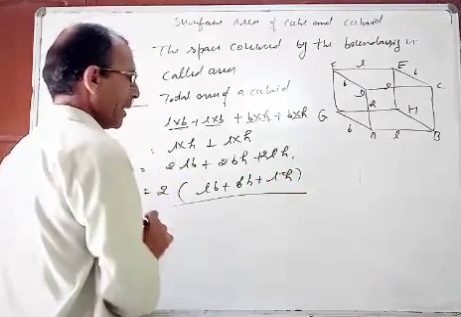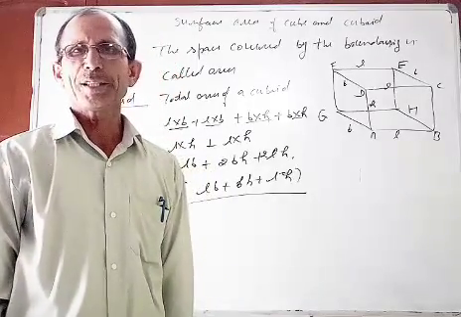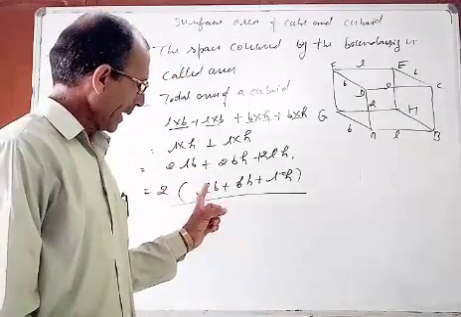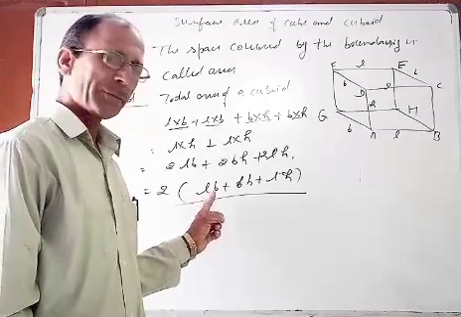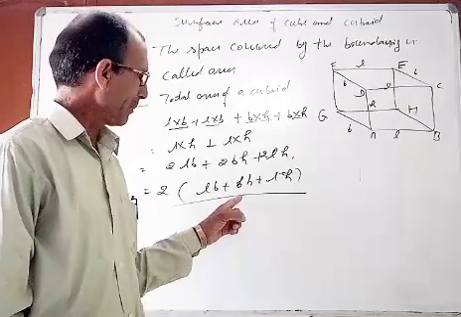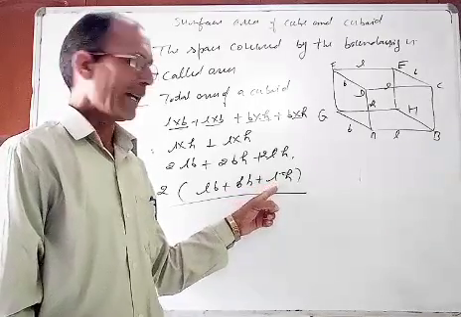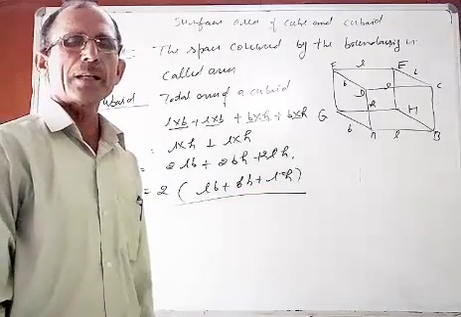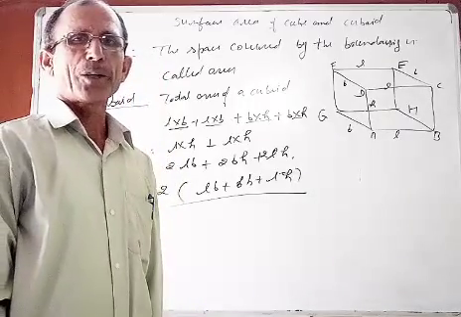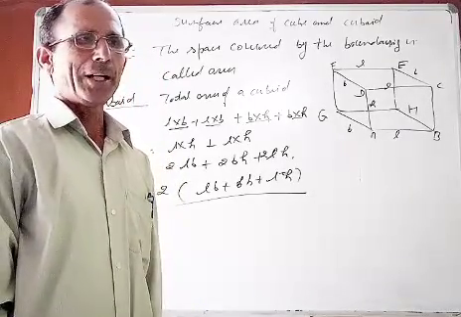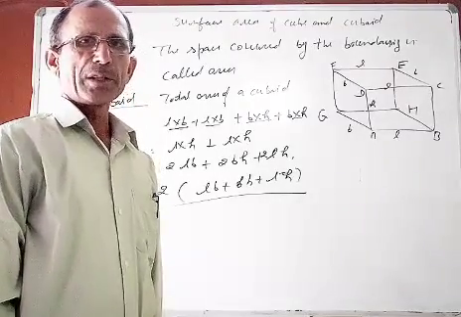So this is the total area of a cuboid. Any doubt, any confusion? Total area of a cuboid is 2 into (length multiplied by breadth plus breadth multiplied by height plus length multiplied by height). This is the formula for finding the total area of a cuboid. You have to remember this formula for solving the questions.